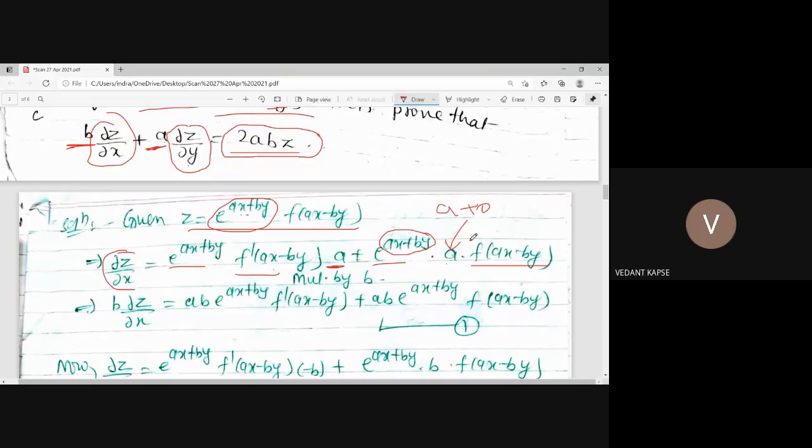But this del z by del x should be multiplied by what? B. So I immediately write down that step. This is b multiplied by del z by del x is ab e to the power ax plus by into f dash plus ab e to the power ax plus by into f of ax minus by. Clear?